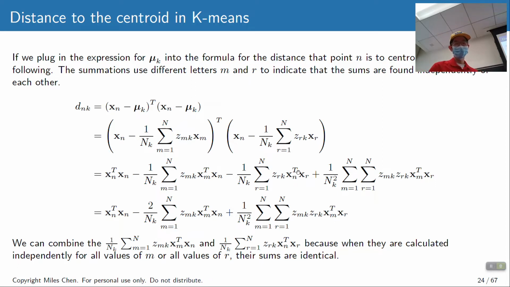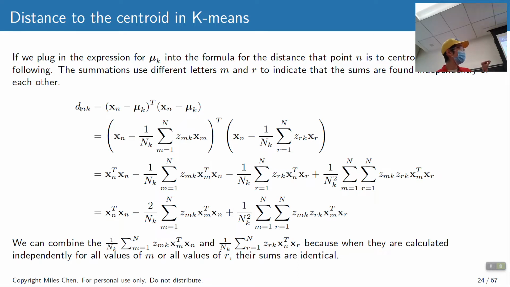I hope this feels okay, all right? And then these two things, as uncomfortable as it might feel, are exactly identical. We can combine them, because if you calculate this summation for all the values of m, it's going to be exactly equal to the summation if you calculate for all the values of r. So those two things can be combined into this. I'm just going to keep one of the letters, and it'll be the m. But it doesn't matter. I could have chosen the r as well. Okay, so we got xn transpose xn, the summation from each point xm to xn.